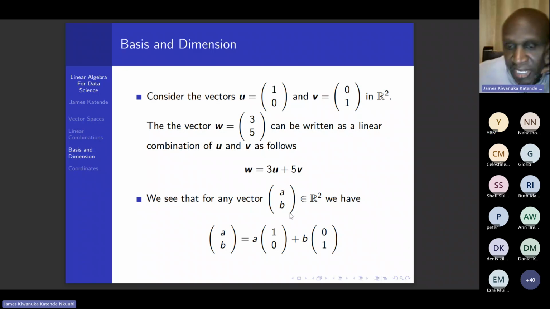In general, if I pick any vector in R2, it is possible for me to write it as a linear combination of these two. Any vector (A, B) is simply A multiplied by the first vector plus B multiplied by the second vector. So if I wish to construct any vector in R2, I only need these two vectors, U and V. I keep changing the coefficients and I can construct any vector in R2. These two are enough for me to build the whole of R2.